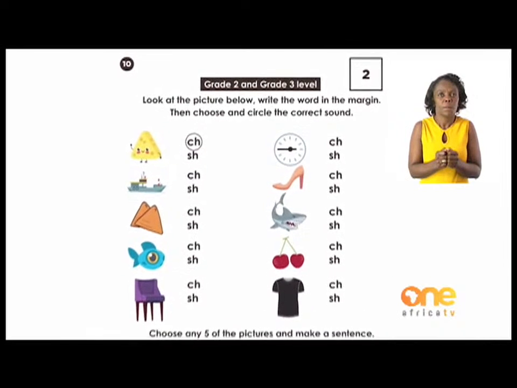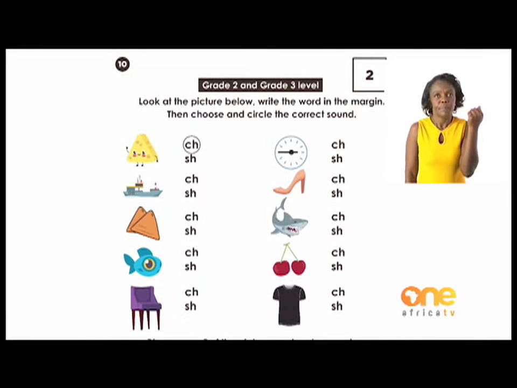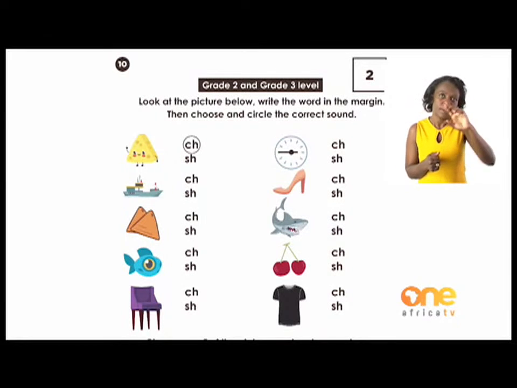We can see the pictures there. Those pictures, they have got two different sounds. Some of them have the ch, some have the sh. All right, so what I would like you to do is to check the picture. It will give you a clue. What is the name of that picture? For example, the first one there, that yellow one, it's a cheese. Is a cheese starting with a k and a sh sound, or is it a s and a sh sound? So it's a ch sound. So we circle the ch. And you go to the next one.